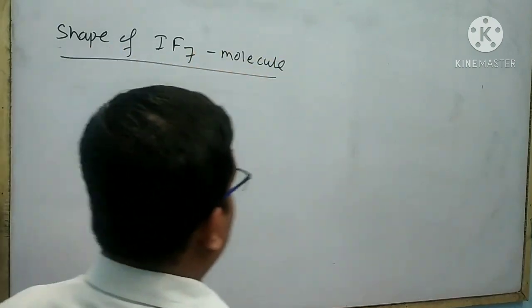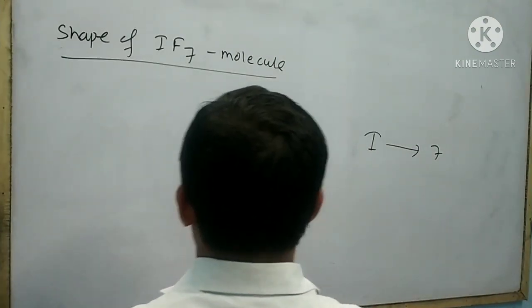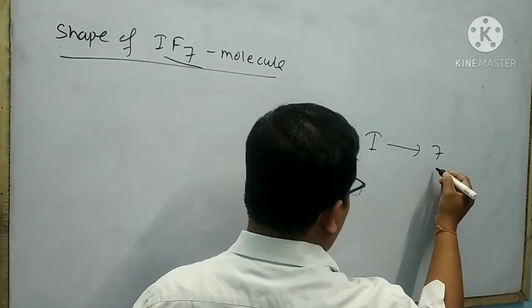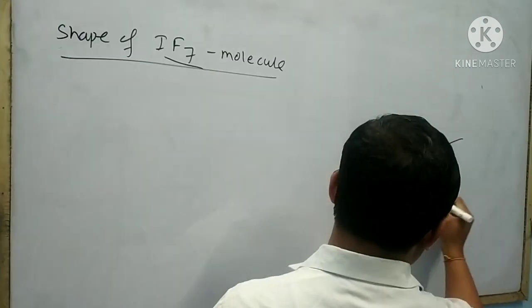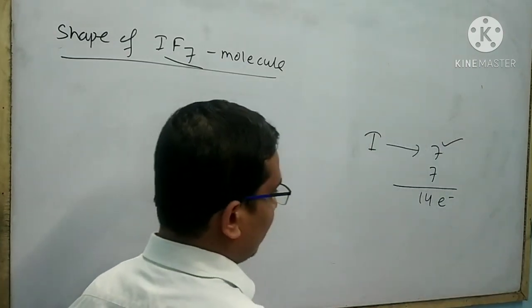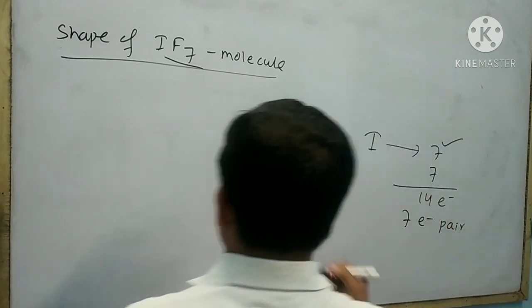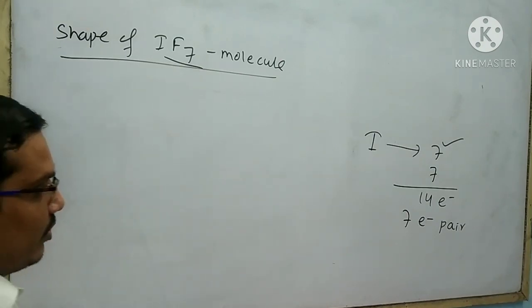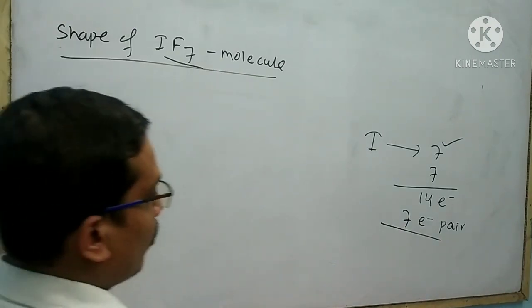Here the central atom is iodine. It is seen that the central atom iodine has 7 electrons in the valency shell. Here 7 fluorine atoms are attached to the iodine, so it is bound to add 7 electrons with these 7 electrons. 7 fluorine atoms are present in IF7, so it is bound to form 7 bond pair. That means there is no lone pair.